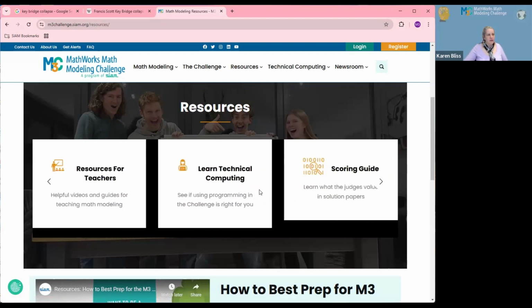There's information here about learning technical computing. The scoring guide can be super helpful, right? You may want to look at that generic scoring guide and say, what is it that the judges are going to be looking for in a solution paper?